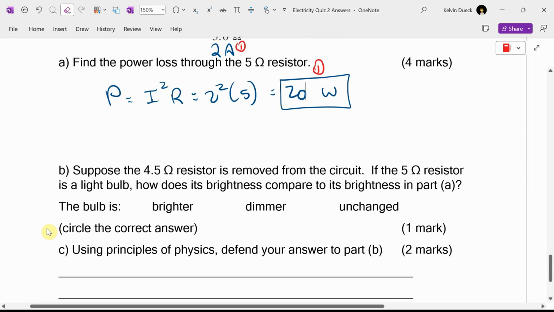Suppose the 4.5 ohm resistor is removed. If the 5 ohm resistor is a light bulb, how does the brightness compare? What tells me brightness? Voltage? Current? Okay, I'm still interested in power. So I think I'm just going to quickly resolve this and see if the new power is bigger than 20 watts, less than 20 watts, or the same. And I think really I'm interested in finding the current going through it.